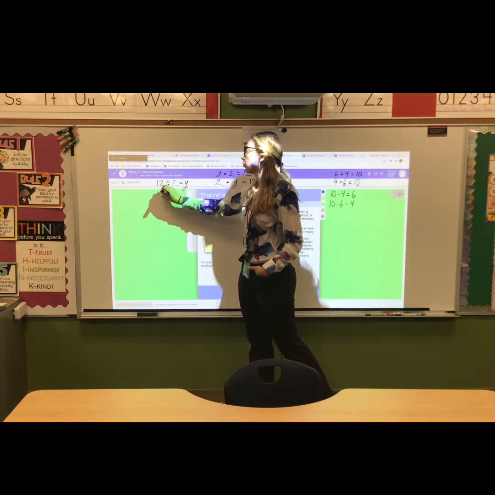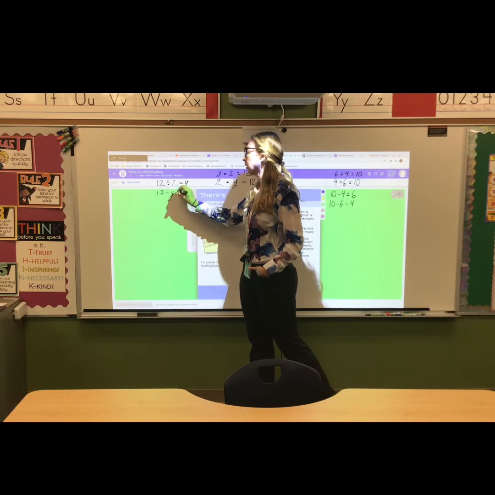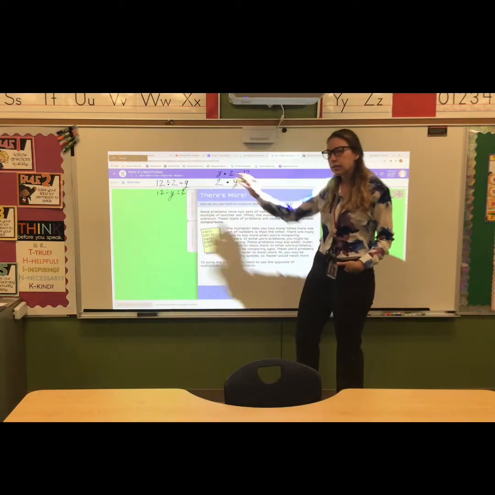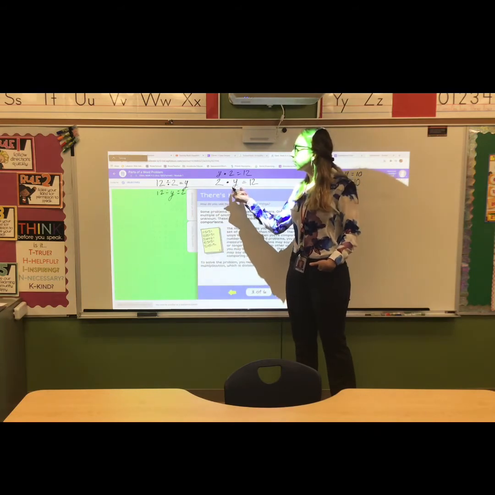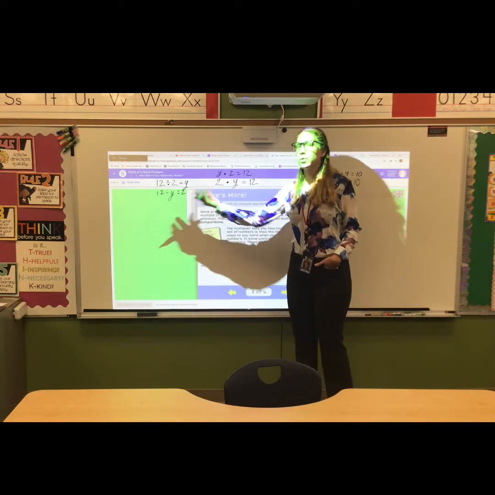Or I could even have 12 divided by y equals 2. It's a fact family even though we don't know that one fact. Even though that's a variable, it still works the same way, which is why we're able to do this.